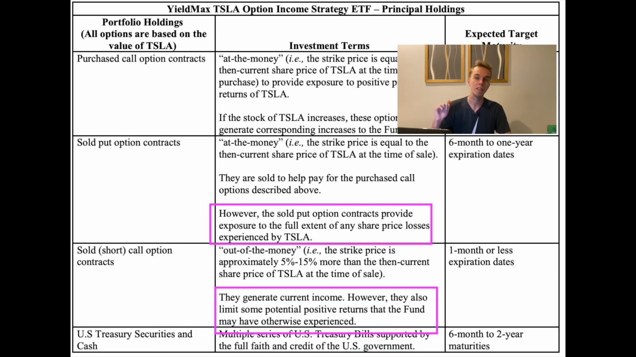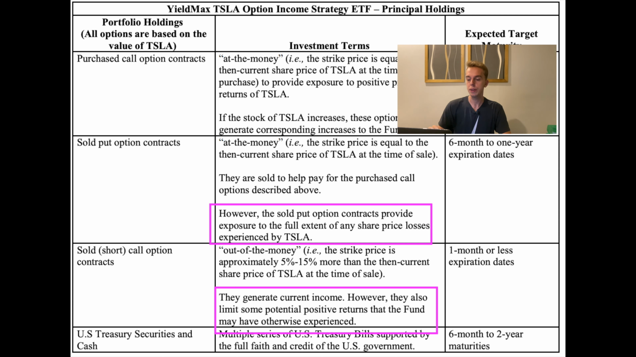So then when they've bought an at-the-money call and they've sold an at-the-money put, they sell a covered call. So they sell a call. And this is an out-of-the-money call, usually 5 to 15% higher than the current share price of Tesla. So let's say it's trading at $280. So about 10% higher. That means they are selling about the 310 call, right? So that's essentially what they do.